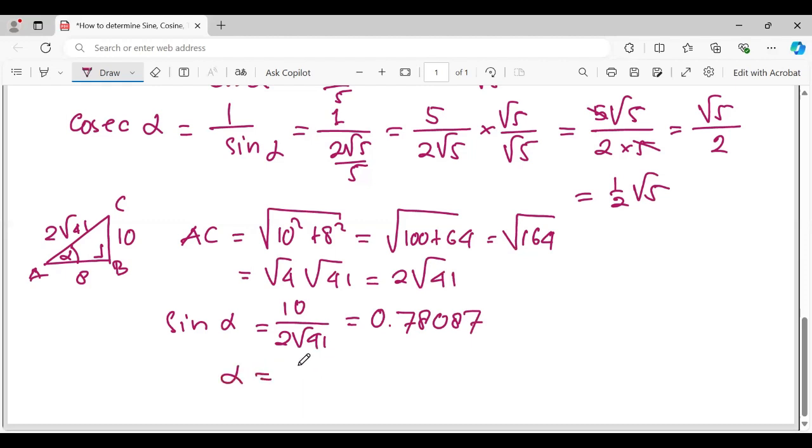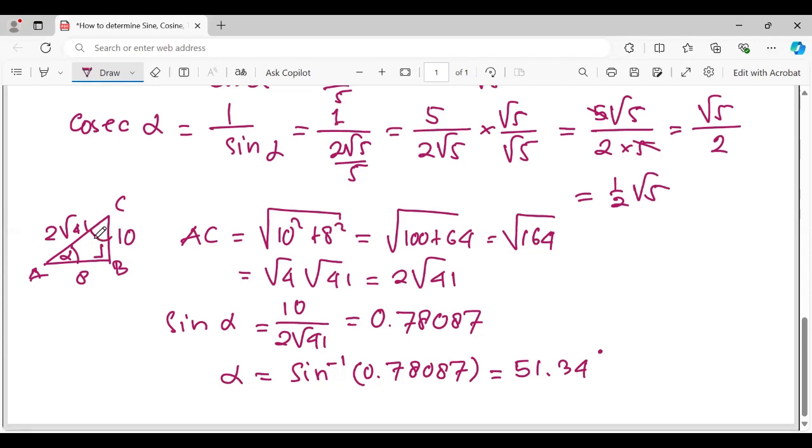Alpha, we can determine through the calculator, sine to the power of -1 of 0.78087, or arcsine 0.78087, and we can find a number through the calculator, this 51.34 degrees.